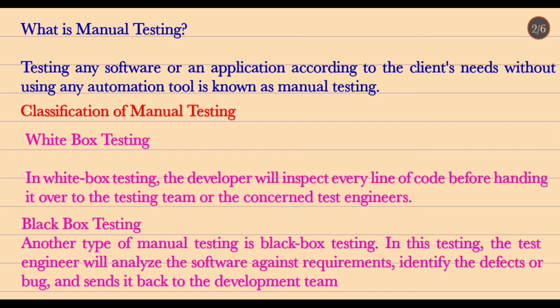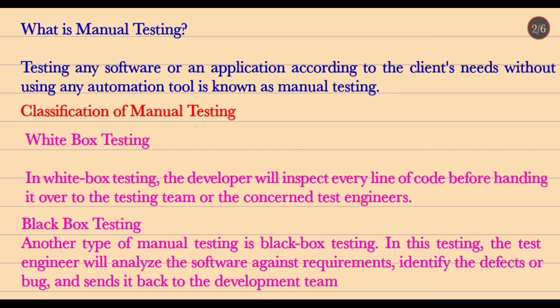Now, the classification or the types of manual testing. There are different ways through which we can do manual testing. First is white box testing. In white box testing, the developer will inspect every line of code before handing it to the testing team or to the concerned team engineer.